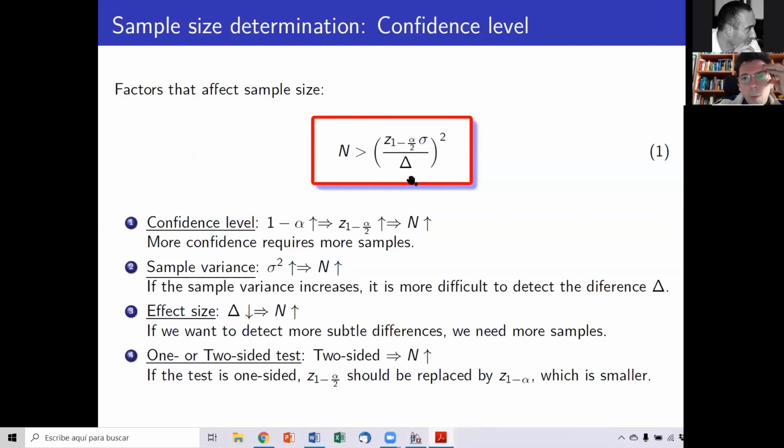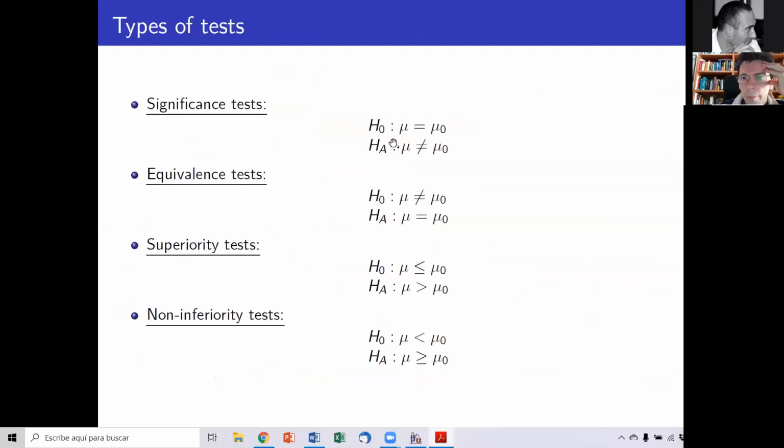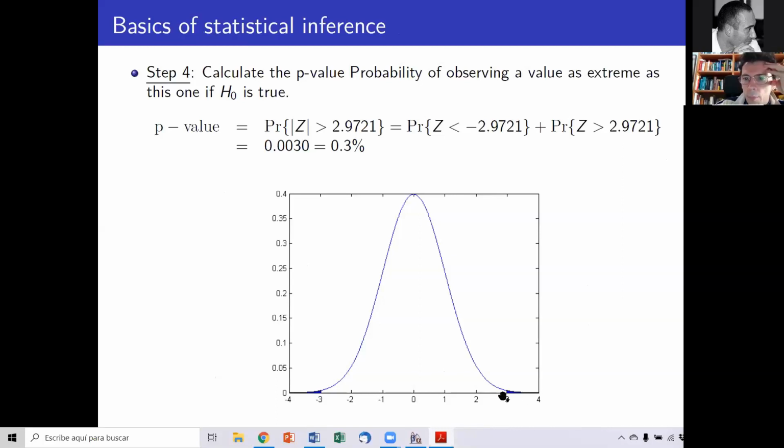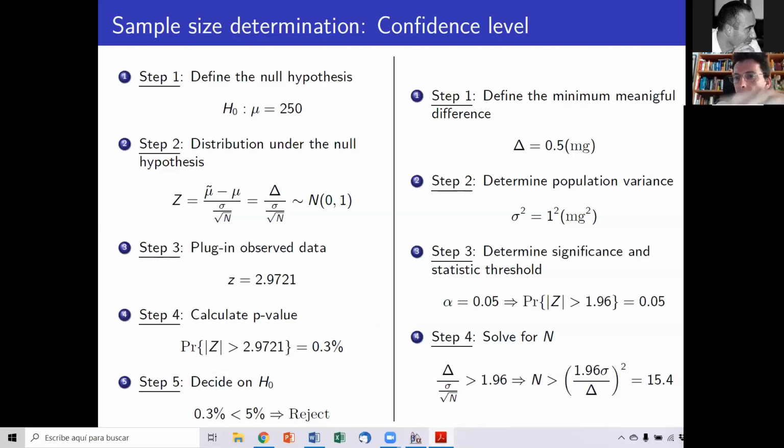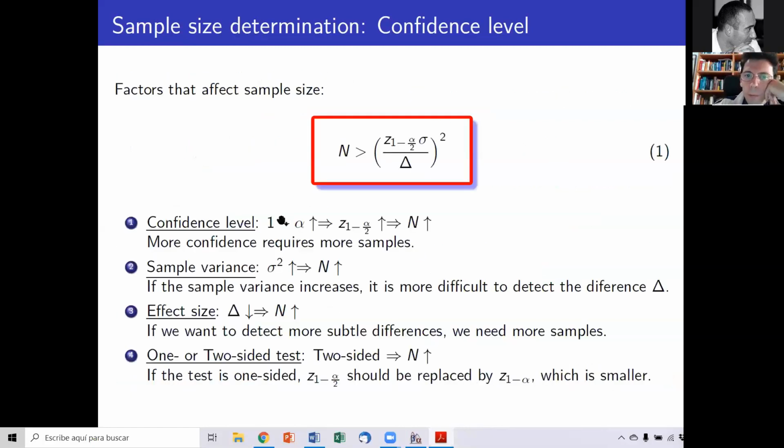So let's say that I want to be more confident. That means that these blue areas have to be smaller. And if the blue areas are smaller, then the set has to be larger. So instead of 1.96, I will have some larger value. So if you want to be more confident, then Z will increase, and if Z increases, n will increase, and it will increase quadratically.